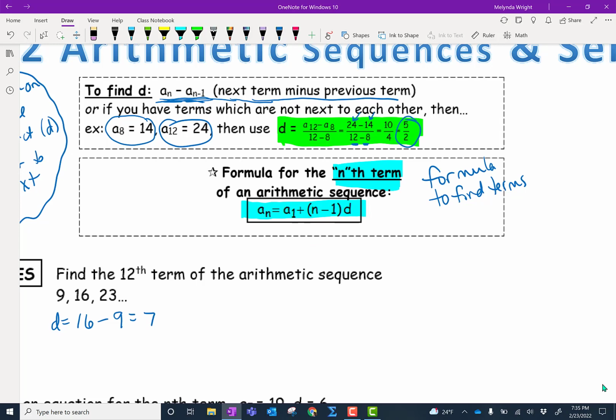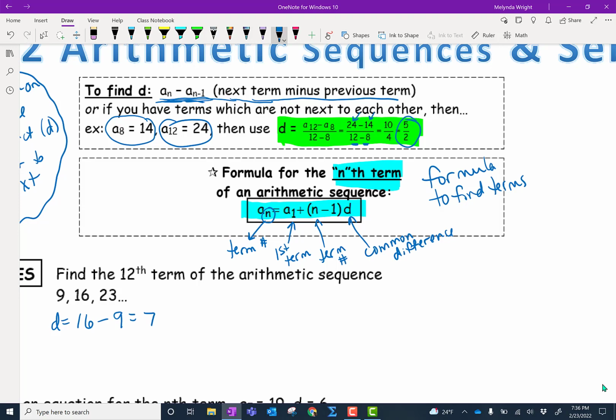So let's talk about each one of these numbers. This is basically the term number. That's the term number. The first term, second term, third term, etc. This is the first term. Okay, very good. This is also the term number. And then D, we just talked about D. D is the common difference. Okay, so those are all the parts of that formula.